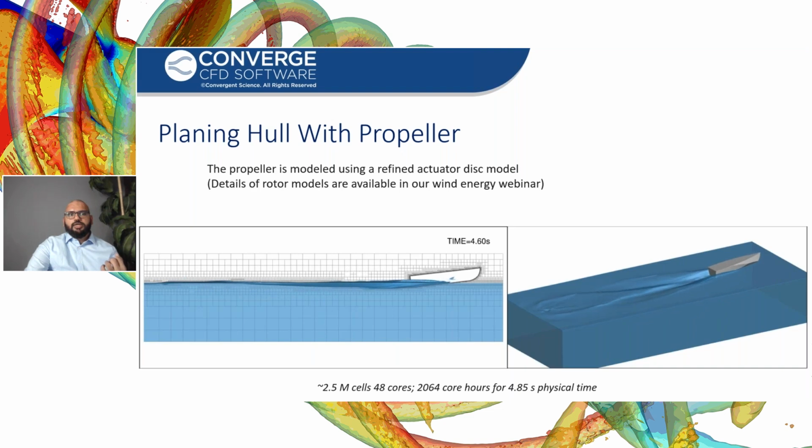Here you can see this propeller, which is modeled using an actuator disk model, is attached to a hull. And this whole system is an FSI object placed in water. You can see as the propeller turns, it creates a thrust and also a moment, which causes the hull to shift up slightly and propel forward.